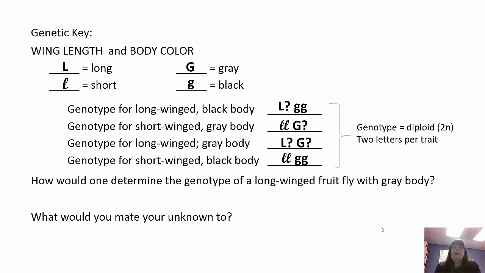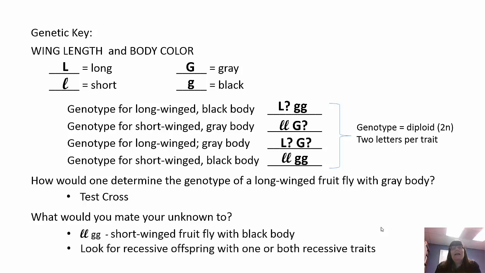So how would you determine the genotype of a long-winged fruit fly with a gray body? Hopefully you said do a test cross. What would you mate your unknown to? Double recessive. So little l, little l, little g, little g. So the short-winged fruit fly with the black body. You're going to look for recessive offspring with one or both recessive traits, and that will help you figure out the parental.